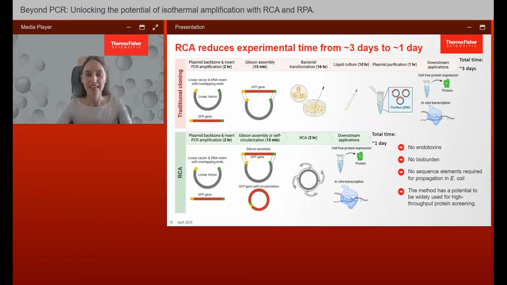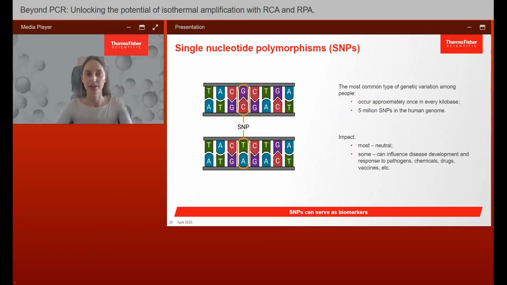But RCA isn't just for DNA template preparation. It's also effective for detecting pathogens, RNA, and genetic variants like SNPs, the most common type of genetic variation in humans. SNPs occur approximately once every kilobase, meaning there are roughly 5 million in the human genome. While most of them are neutral, some can influence how individuals react to diseases, drugs, vaccines, and other factors. Thus, SNPs can serve as important biomarkers, and they are analyzed using various methods.